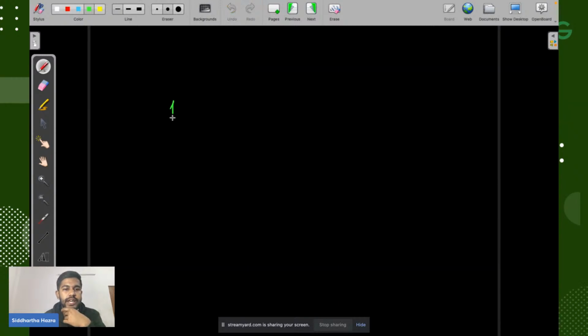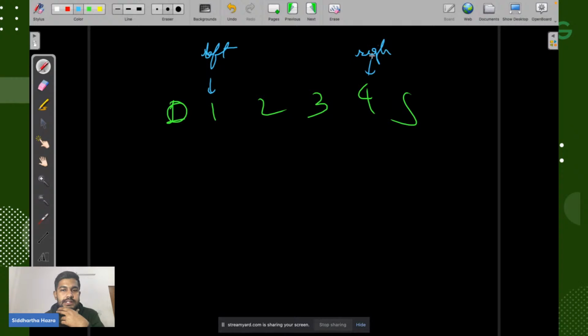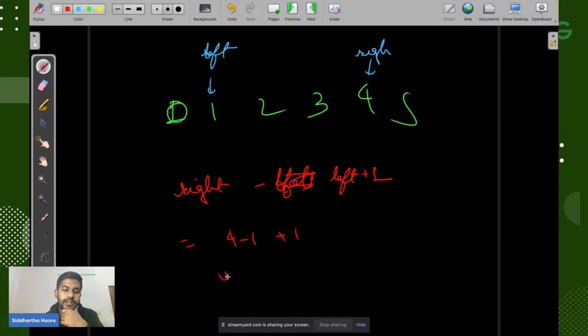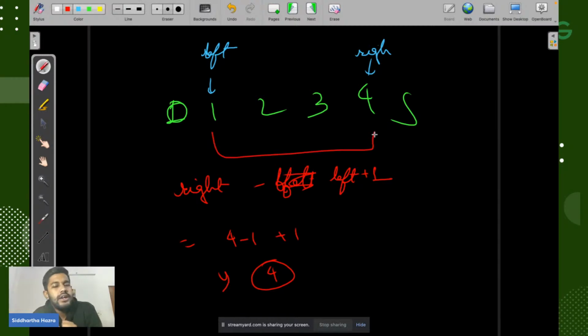Why? Suppose we have indices 0 1 2 3 4 5, the left pointer is here and the right pointer is here. What is the length between them? The length between them is right minus left plus 1, which is 4 minus 1 plus 1, equal to 4. So the value is 4. This is the formula to get the distance between two pointers: right minus left plus 1.